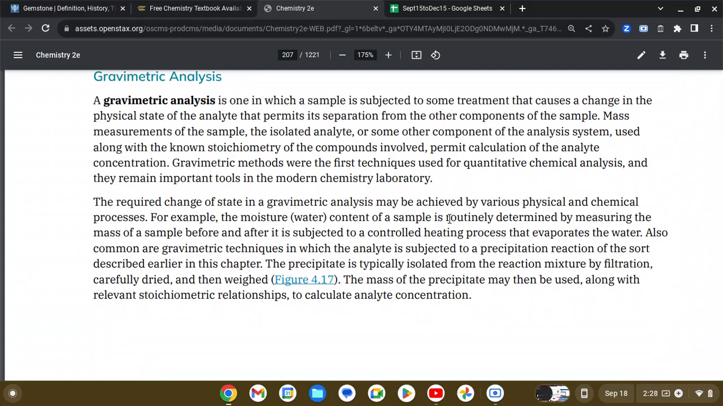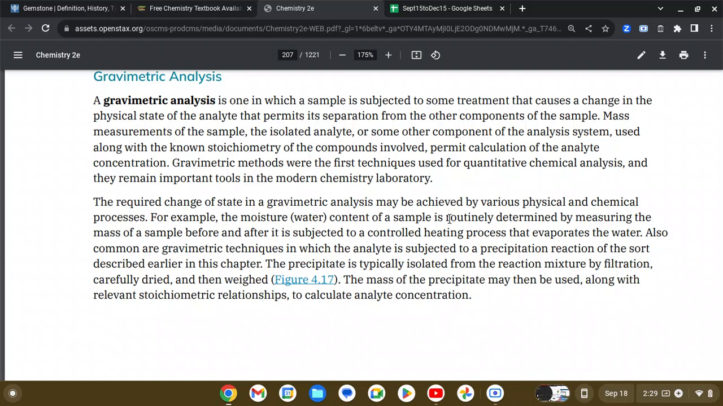Gravimetric methods were the first techniques used for quantitative chemical analysis, and they remain important tools in the modern chemical laboratory. The required change of state in a gravimetric analysis may be achieved by various physical and chemical processes. For example, the moisture, or water content, of a sample is routinely determined by measuring the mass of a sample before and after it is subjected to a controlled heating process that evaporates the water.